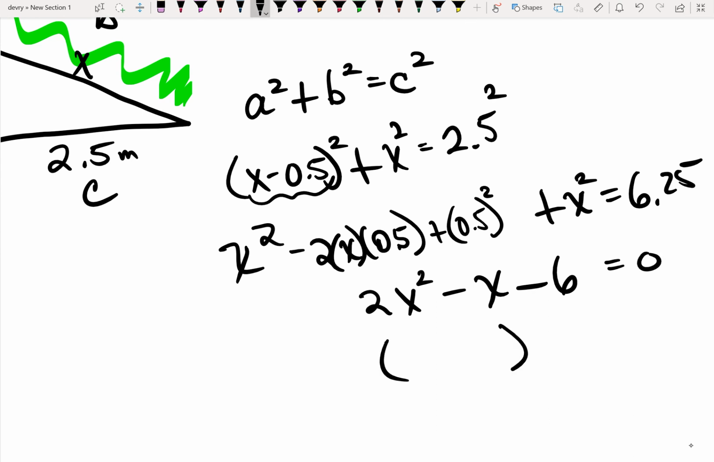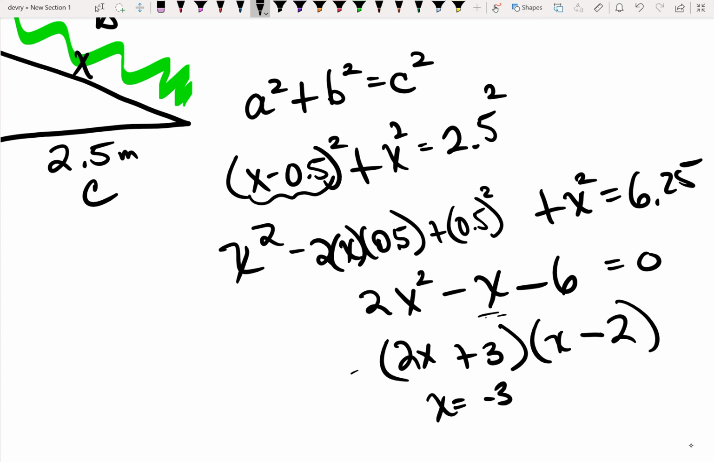And now using trial and error, I could use 2x and x. And I'm going to need a plus 3 and a minus 2 here, because the outer term is going to give me a negative 4x and the inner term is going to give me a positive 3x. So notice that this is automatically going to give us a negative number, so this is not potentially a solution, whereas this one is going to give us x is equal to 2, and that is potentially a solution. So therefore one leg of the triangle has at least 2 miles.